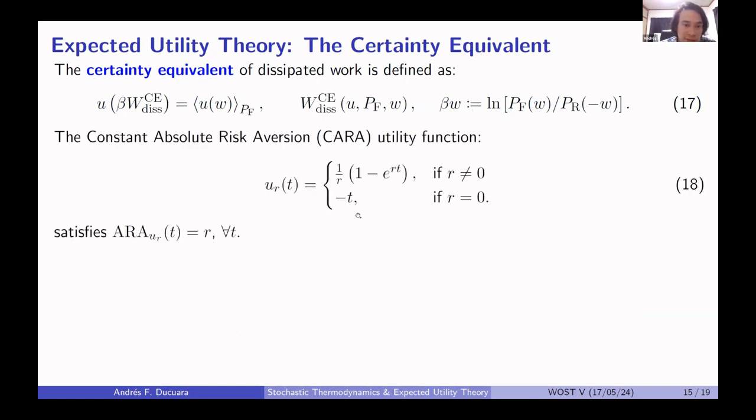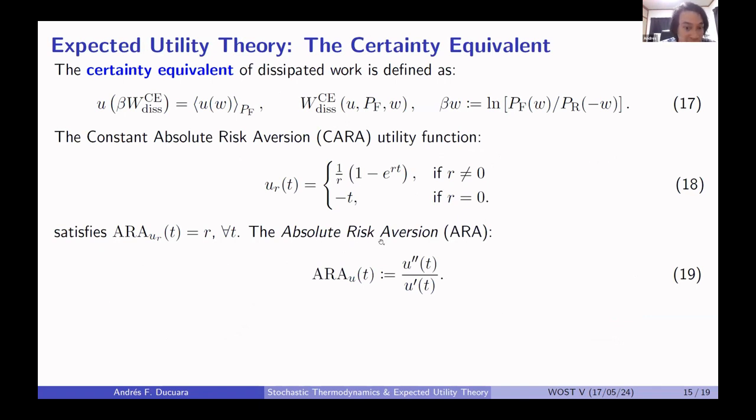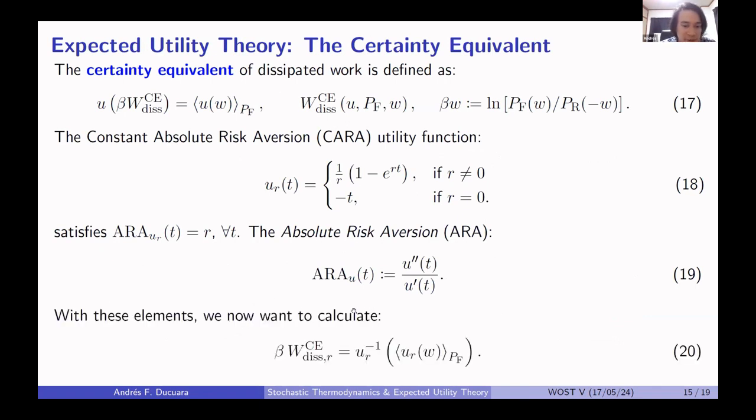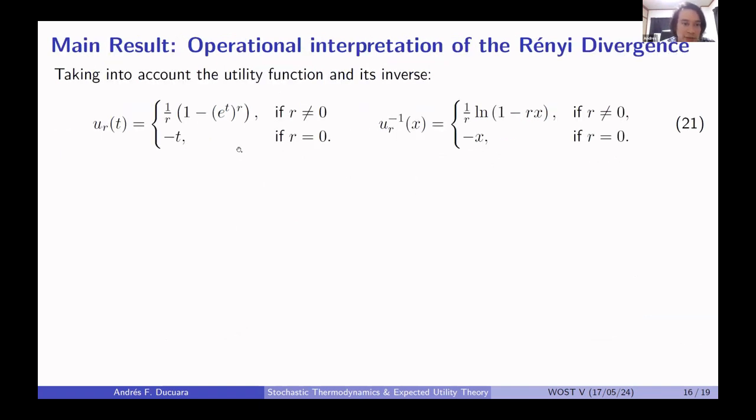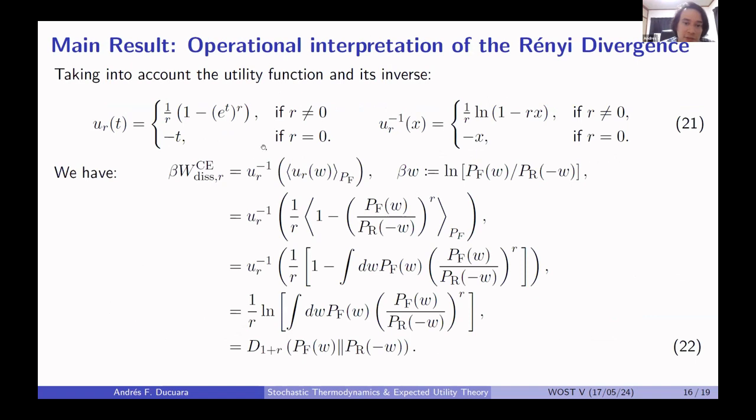Then we are using this specific function, which is the one that leaves constant this measure of risk aversion. As I said, we want to calculate the certainty equivalent. These are the function and its inverse, and this is the definition of the certainty equivalent. We just plug this in here and calculate. After a few lines, the nice thing is that we get exactly the Rényi divergence of order 1 plus r.